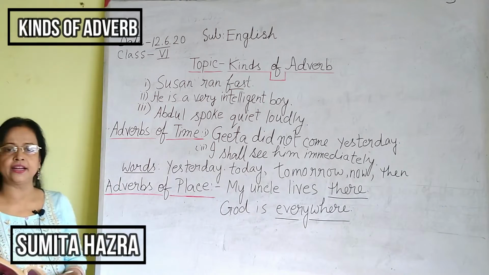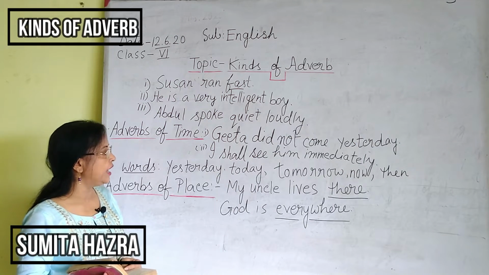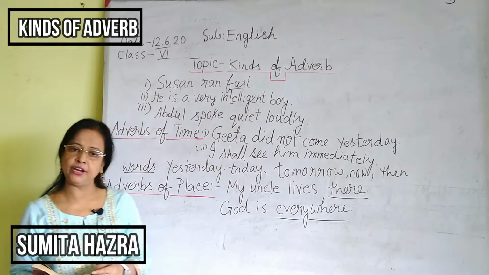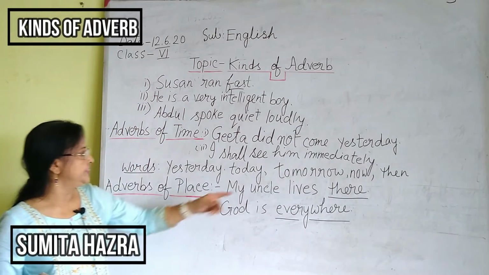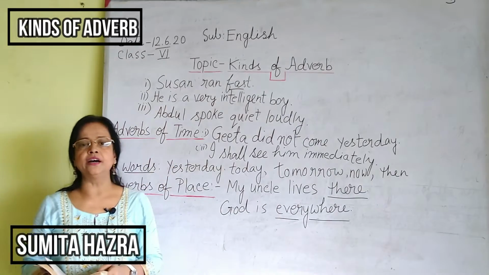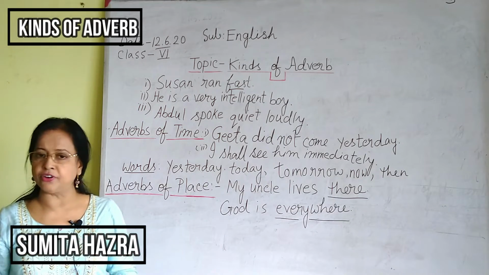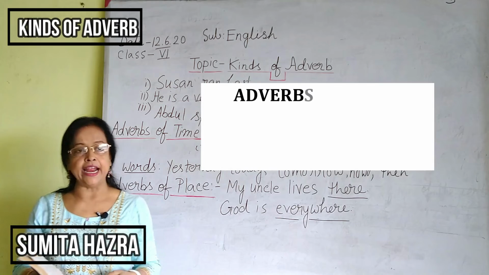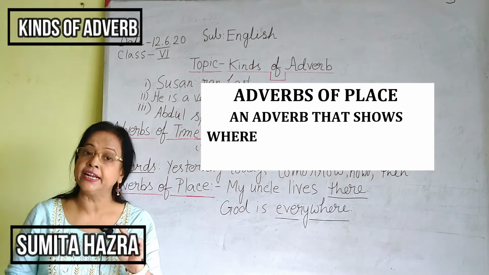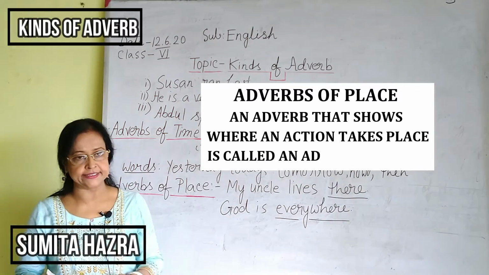I have written here 2 examples. Number 1, my uncle lives there. God is everywhere. Here, there and everywhere mention the adverbs of place. What is an adverb of place? An adverb that shows where an action takes place is called adverb of place.